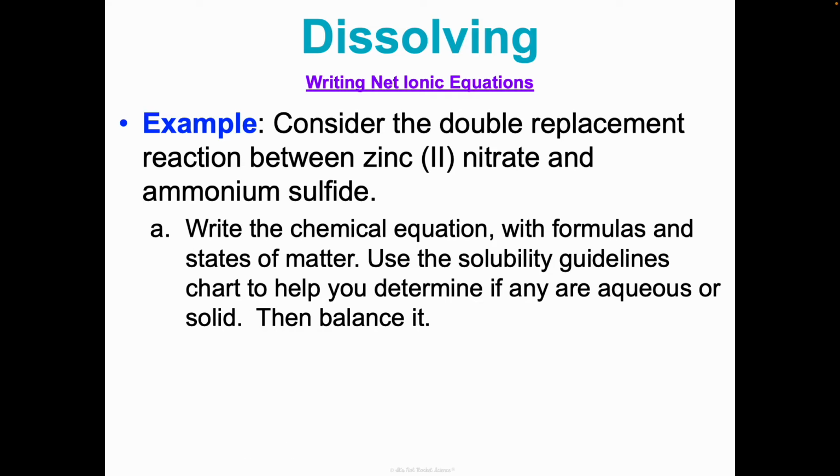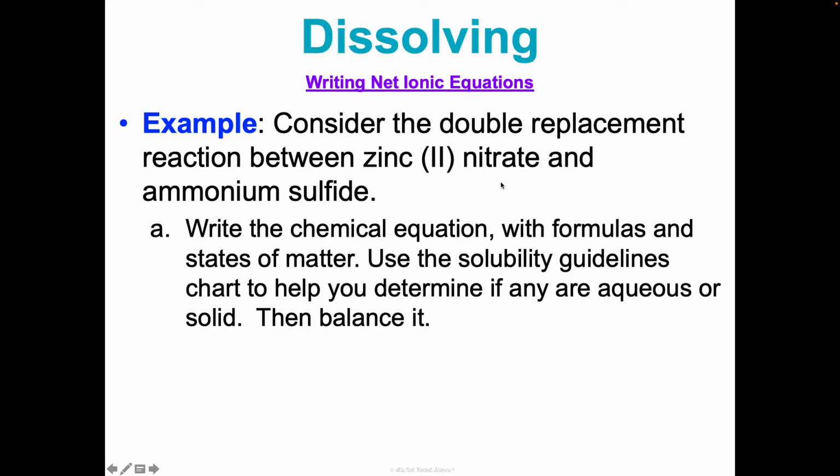First, you just write the chemical equation and balance it. Zinc(II) nitrate: remember, you write the ions with their charge, and you crisscross, and then simplify if needed. So this would be zinc with a +2 charge. Nitrate is NO3 with -1.